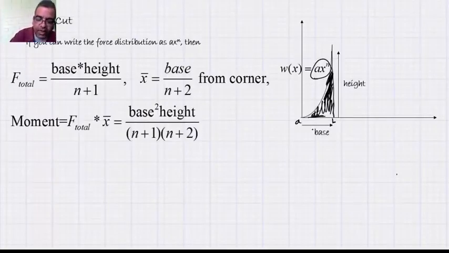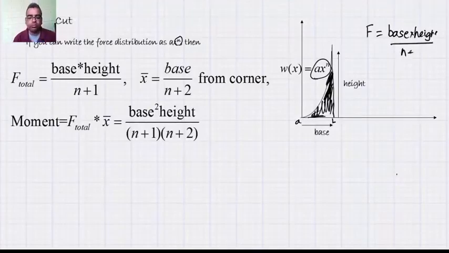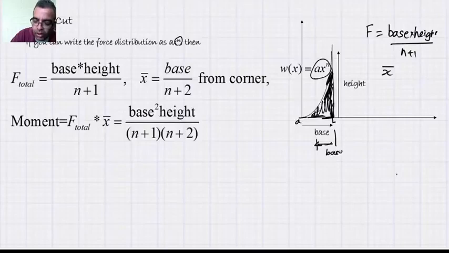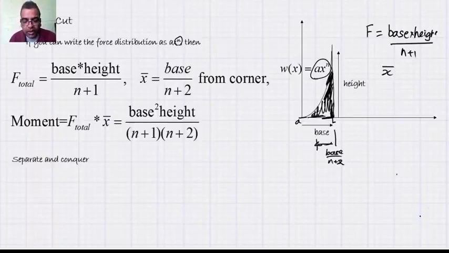If I want to calculate the area, and if you know the power n, then the total force, which is the total area, is equal to base times height divided by n plus 1, and then the x bar is from this corner, not this one, this corner, it will be base over n plus 2, and the moment will be base times height squared divided by n plus 1 times n plus 2. Let's make sure it works. So let's say you have a triangular distribution.